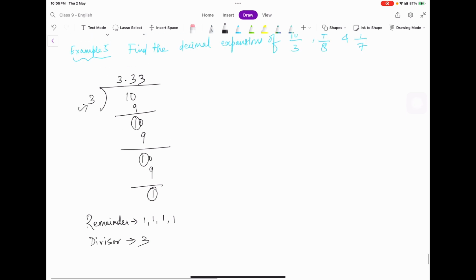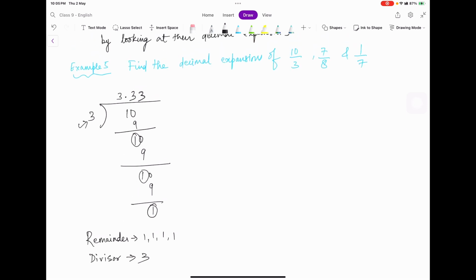Similarly, you do it for 7 by 8. You do the division of 7 by 8. Now, by 7 it will not go, so you will put a decimal point. 8 times it goes, 8 into 8 is 64. So what is the remainder? 6. Again it cannot go.